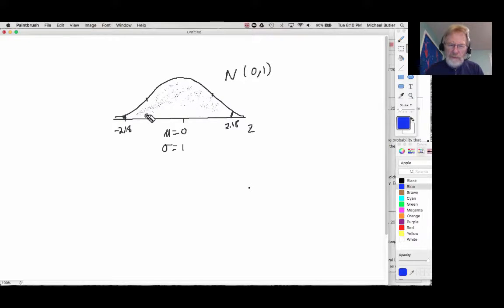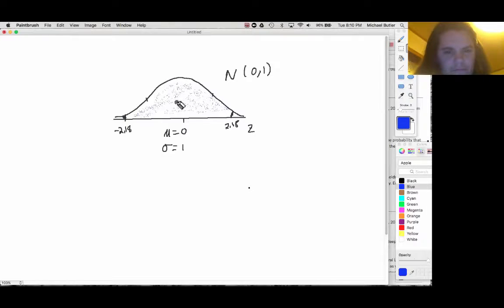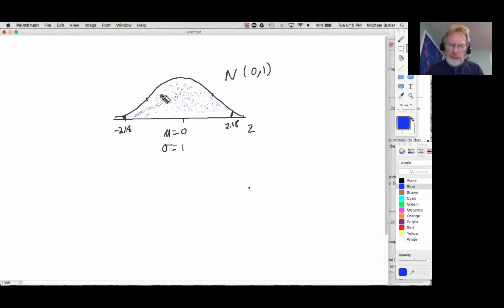If I find the area of that blue shaded region that I'm painting in right now, I'm going to find the probability of the value residing between those two points. Notationally, what they want is the probability of negative 2.18 being less than z being less than 2.18. So far, so good? Okay, you good with that? Now we've got to go calculate that.